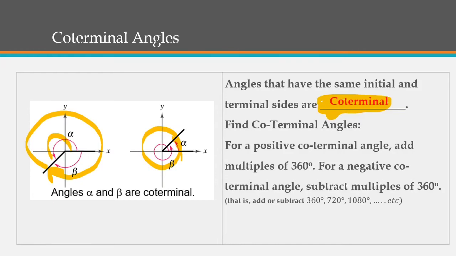If I can rotate once and be in the same place, if I rotate 2 times or 3 times, I'll still end up in the same place. So for this reason, you can add and subtract multiples of full circles. So multiples of 360 degrees will work.